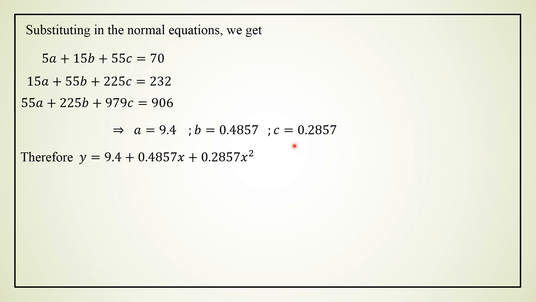Substitute it in the given curve, so that you have the best fit for the given set of observations: y is equal to 9.4 plus 0.4857x plus 0.2857x square.